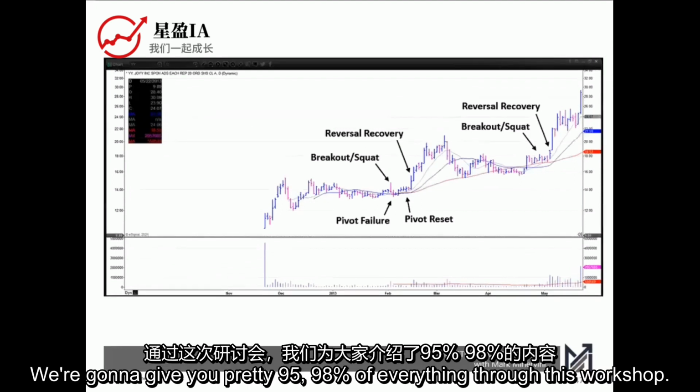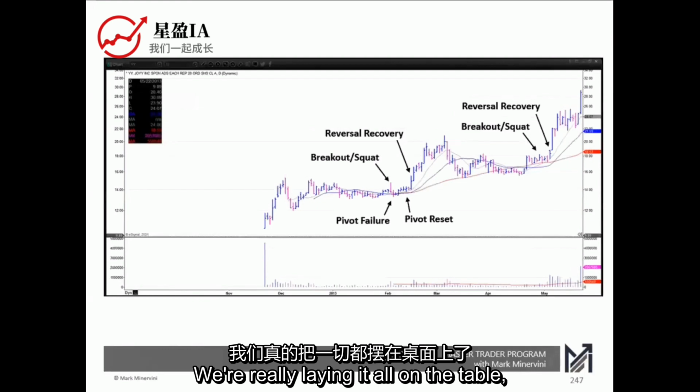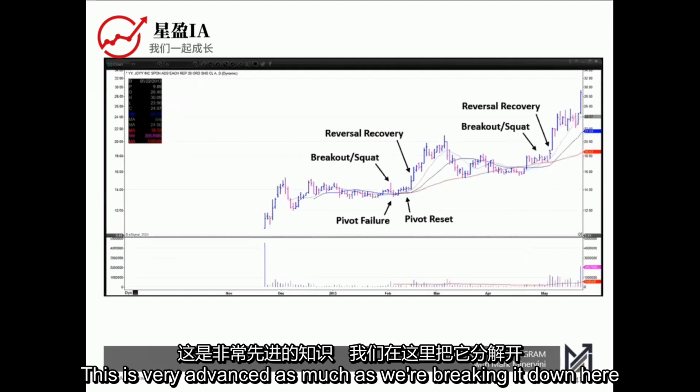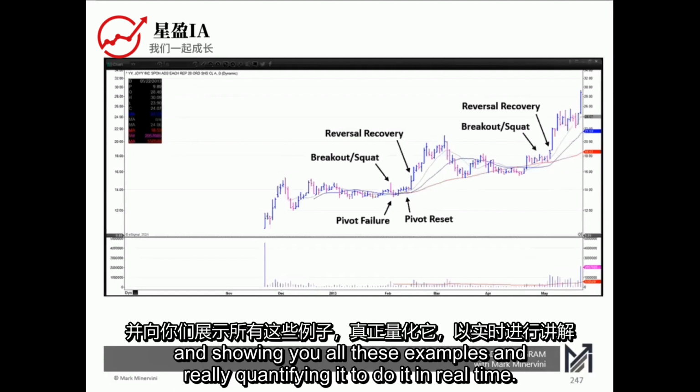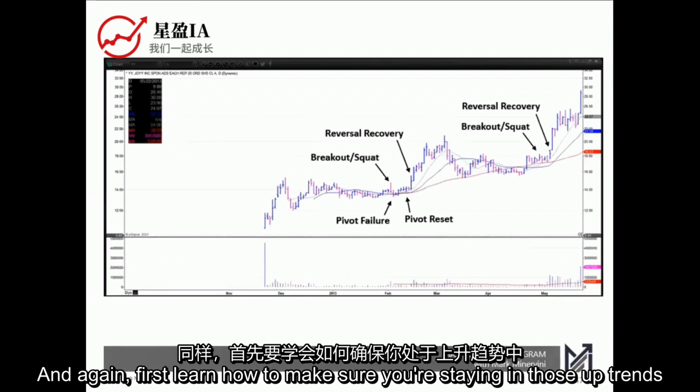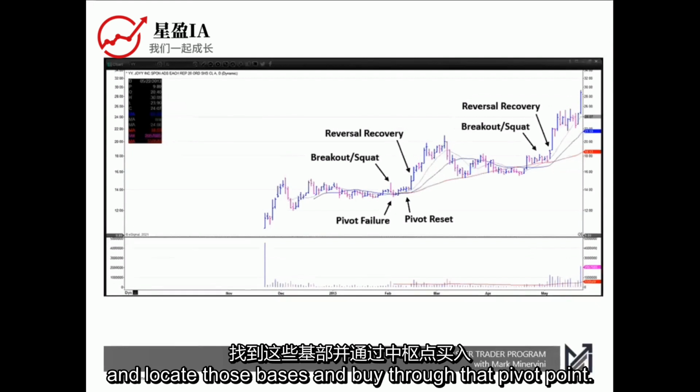Yeah, we're going to give you 95, 98% of everything through this workshop. We're really laying it all on the table, including a combined, I don't know, 90 years' worth of experience. So this is very advanced. As much as we're breaking it down here and showing you all these examples and really quantifying it, to do it in real time, this is really advanced stuff. So you've got to start off with the basics and first learn how to make sure you're staying in those uptrends and locate those bases and buy through that pivot point.